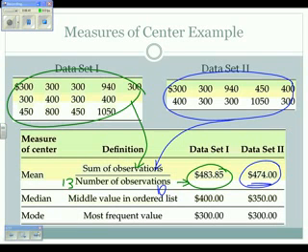And then the median is ordering all of these data values from least to greatest. So for data set number 1, we would do 300, 300, 300, let's see, 300, 300.